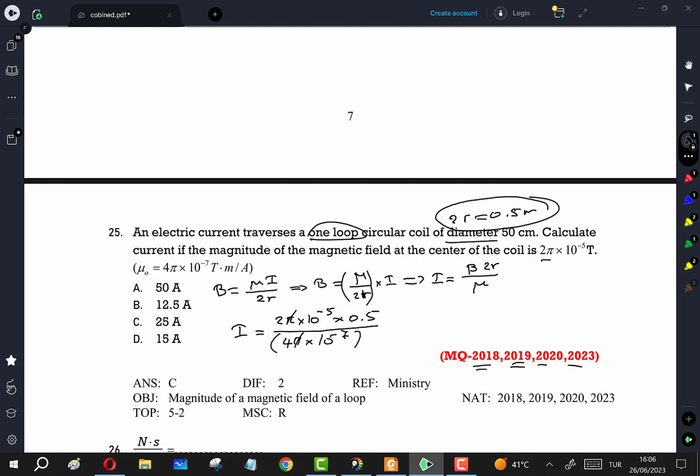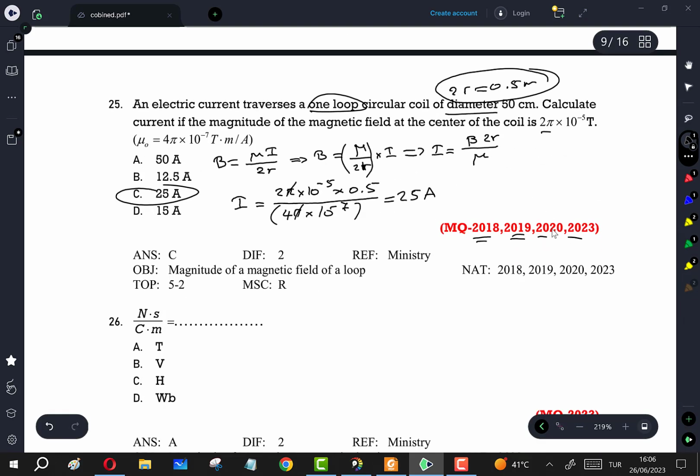2 times 10 to the power of negative 5 times 0.5 divided by bracket 4 times 10 to the power of negative 7, close the bracket. Answer is 25. So electric current is 25 ampere.